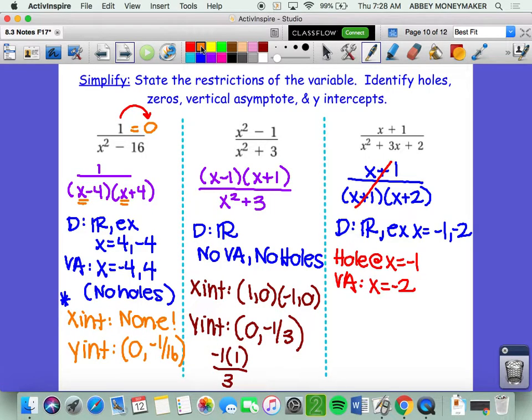So now let's talk about this. It simplifies to 1 over x plus 2. So I'm going to use this simplified form to answer the questions about my x-intercept and my y-intercept. X-intercept, set the numerator equal to 0. Does 1 ever equal 0? No, we just talked about this. So what does that mean? I have no x-intercept. To find my y-intercept, plug in 0 for x, and you get 1/2.